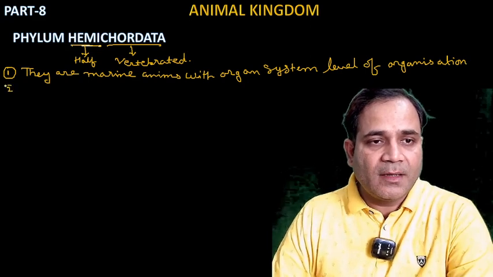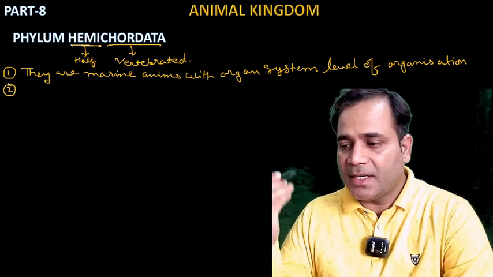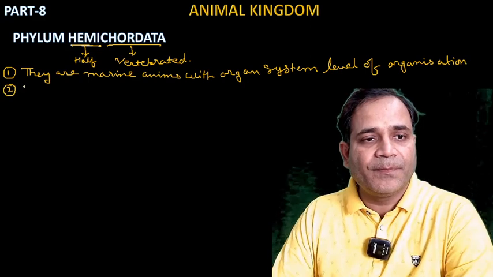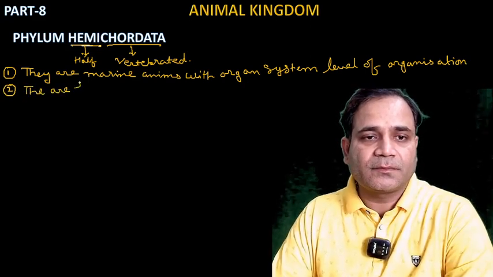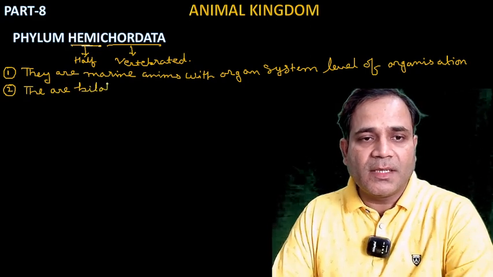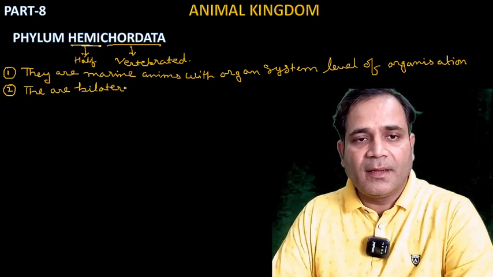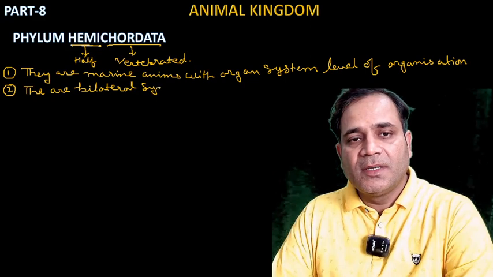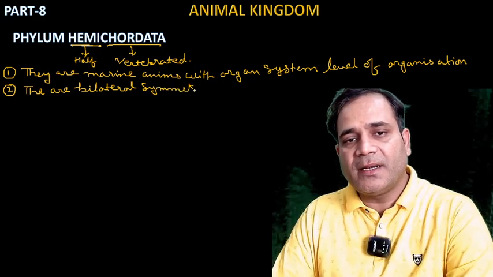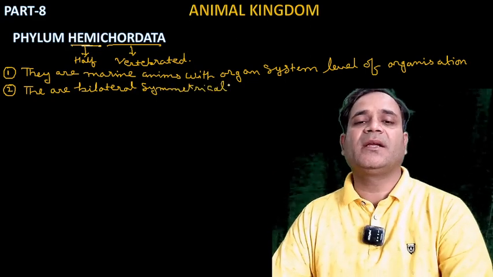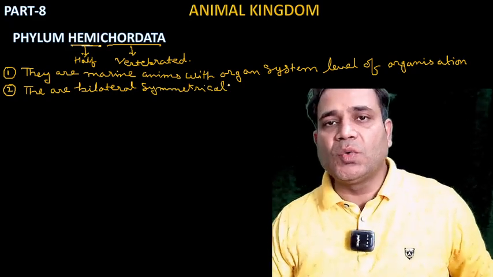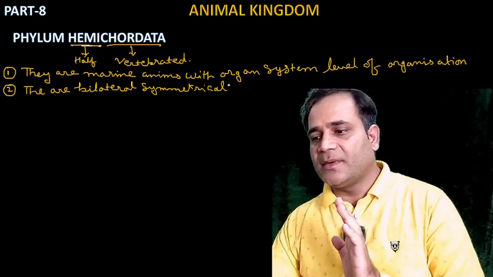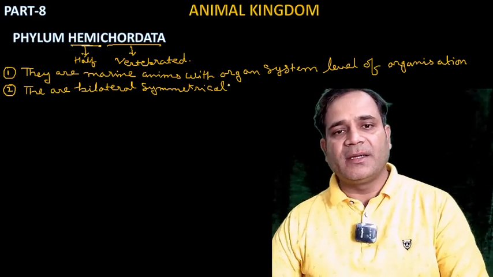Correct? Now, the second important thing to know is symmetry. They are bilaterally symmetrical. If I say the body is bilaterally symmetrical, it means that if the body is cut through the center, it divides into two equal halves. That's why I say it's bilaterally symmetrical, my dear.